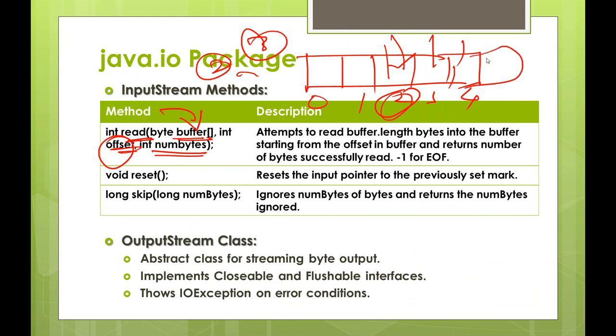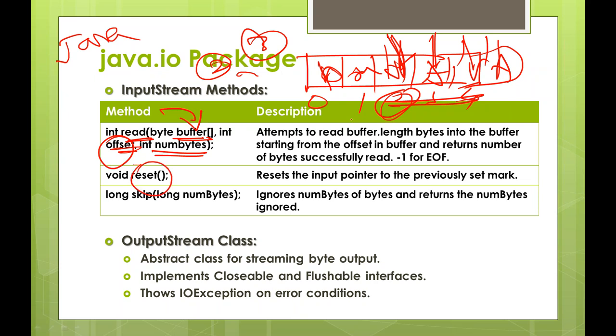Say for example, you want to read Java and put it in this. This will be null, and this will be Java. If you specify that offset, it will read from that particular offset and as many bytes as you have specified here, the number of bytes.